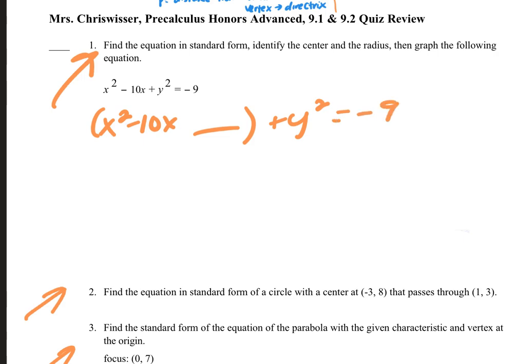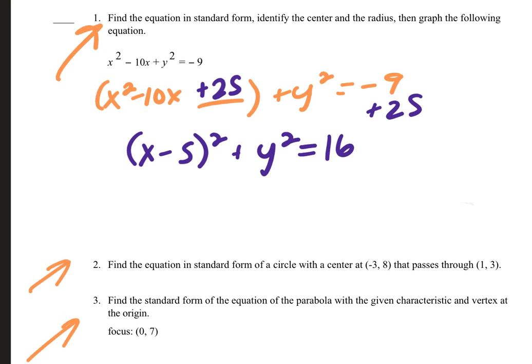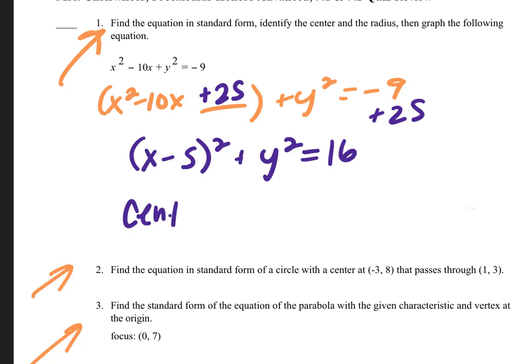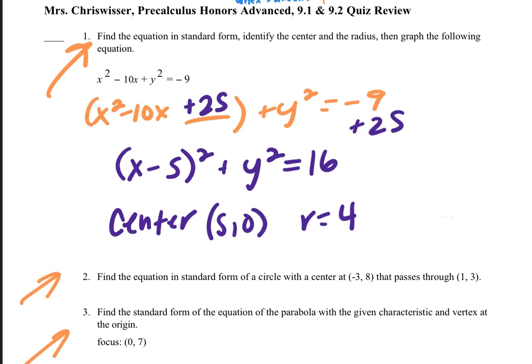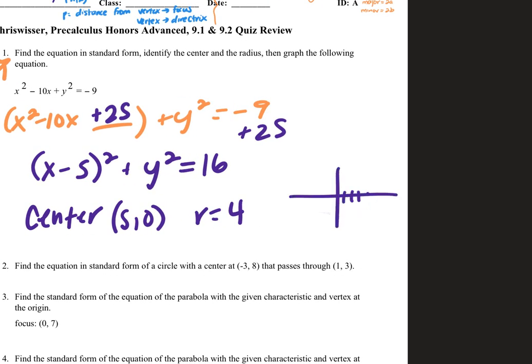Then negative 10 divided by 2. Well, 10 divided by 2 is 5. Squared is 25. Add it to both sides. Factor that first set of parentheses. And then this is 16. So my center is 5, 0. My radius is 4. And then it says to graph. So starting at 5, 0, up 4, right 4, down 4, left 4, draw your circle.